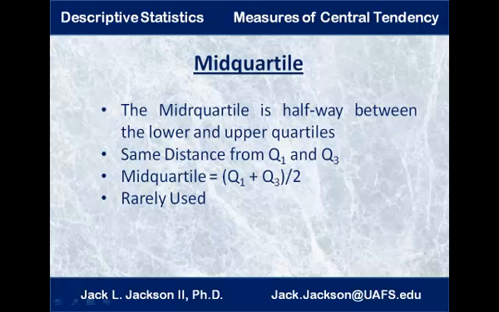Just like we found the mid-range by averaging the minimum and maximum, halfway between the minimum and the maximum, we can also find the mid-quartile as halfway between the lower and upper quartiles. So it will be the same distance from Q1 and Q3. So to find the mid-quartile, take Q1 plus Q3, take that value, divide by 2. This one is also pretty rarely used.